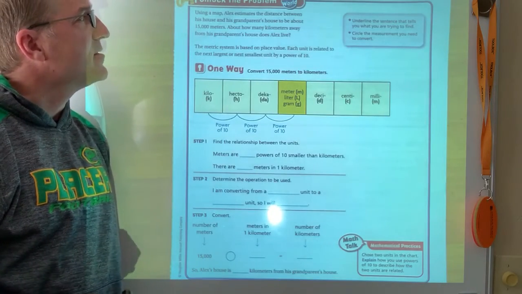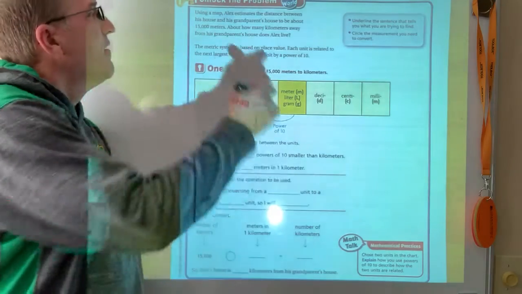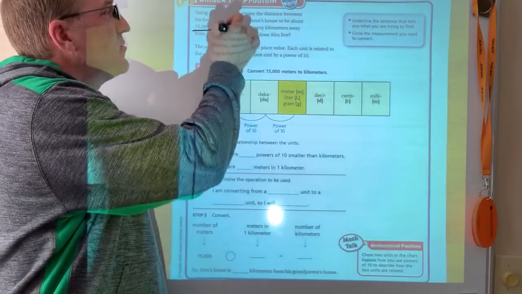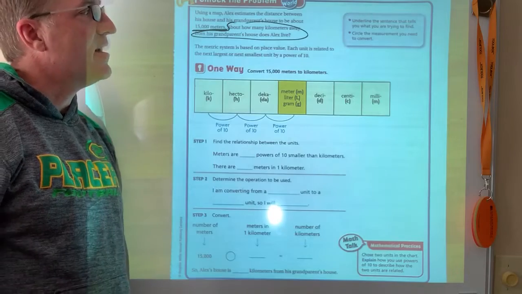Using a map, Alex estimates the distance between his house and his grandparents' house to be about 15,000 meters. About how many kilometers, so that's what we need to find, away from his grandparents' house does Alex live?